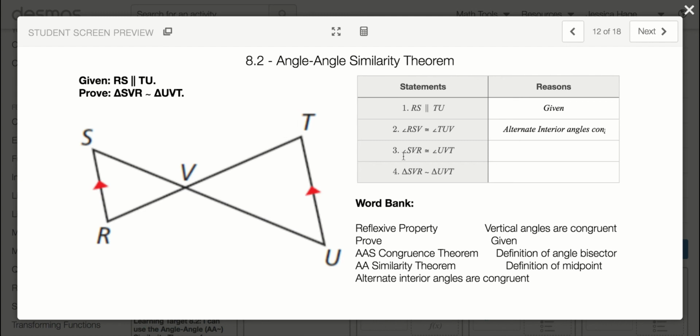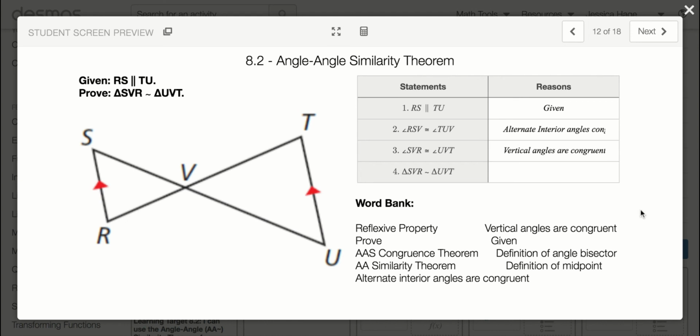And then we have step 3. Angle SVR is congruent to angle UVT. You want to notice the middle letter is V. So the 2 angles that are in the intersection of where V is, again, not midpoint. That's talking about a point or a segment. Angle bisector is typically 2 angles next to each other, not across from. Okay, so step 3, your reason is vertical angles are congruent. Remember, vertical angles form an X or 2 V's.